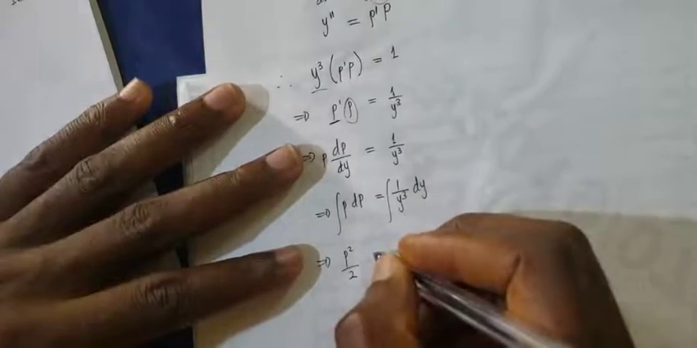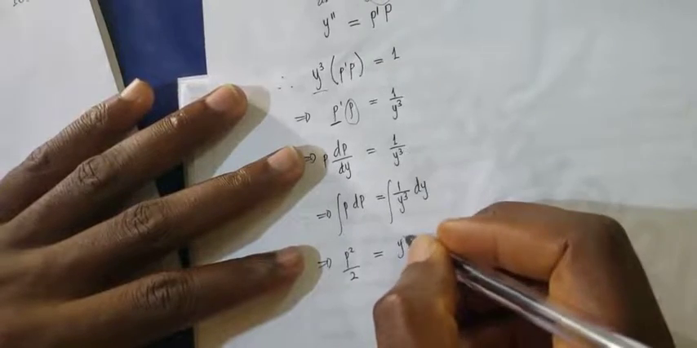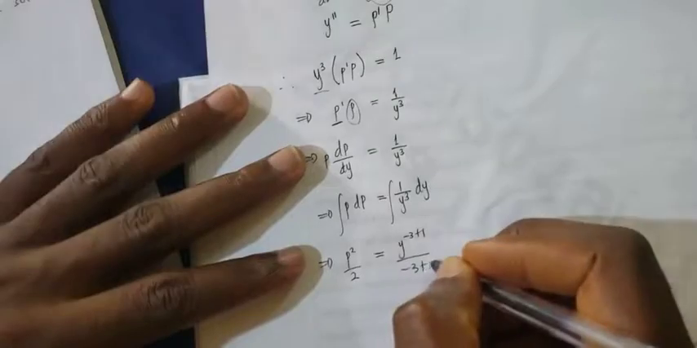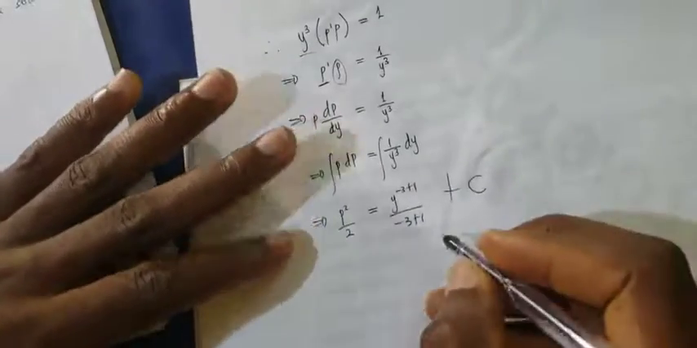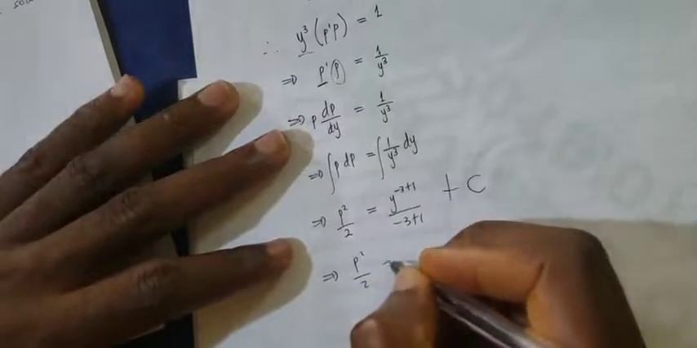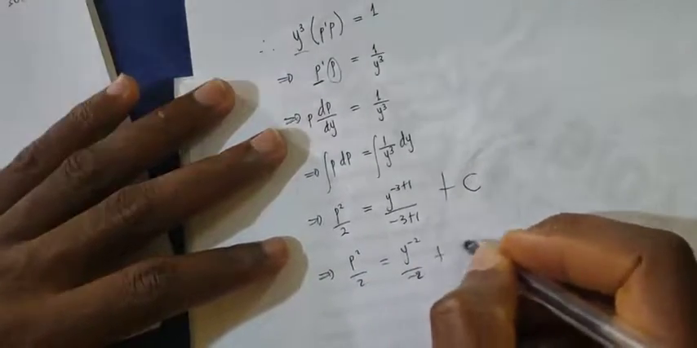The integral of that is equal to the integral of this, that's y raised to power minus 3, that's minus 3 plus 1 over minus 3 plus 1, then plus constant of integration c. So this is going to be p squared over 2 is equal to y raised to power minus 2 over minus 2, then plus c.